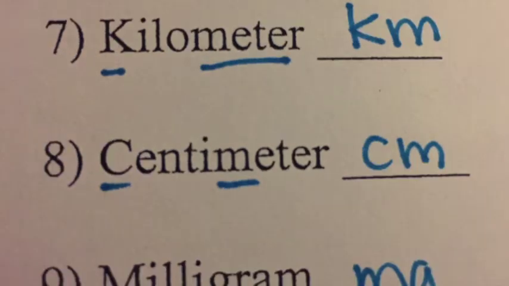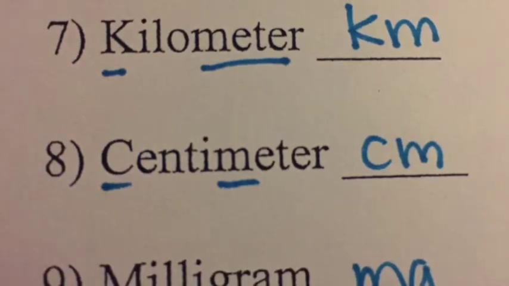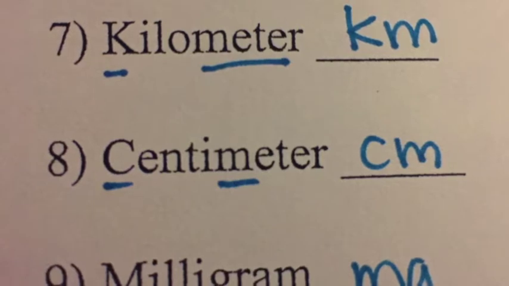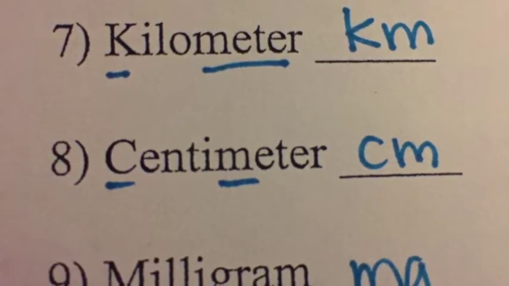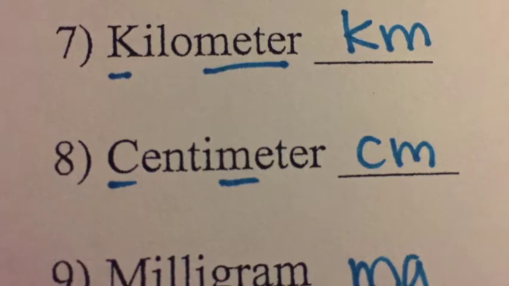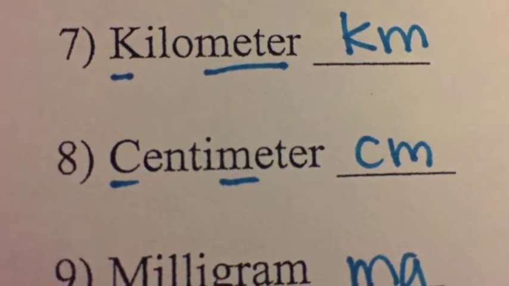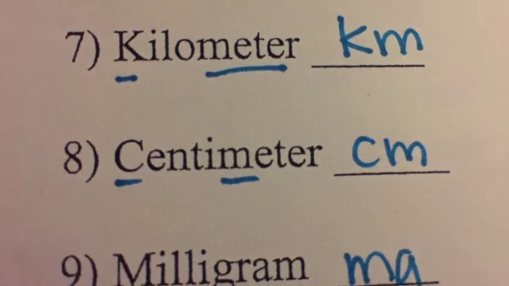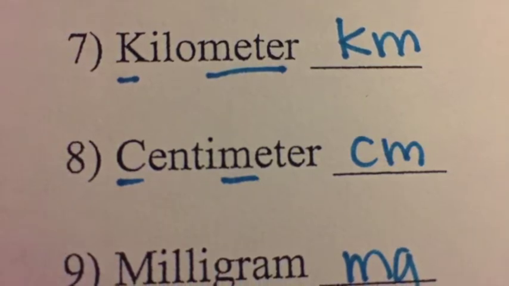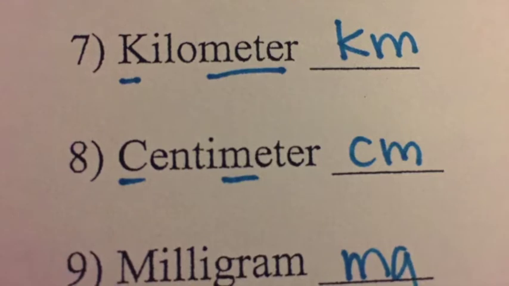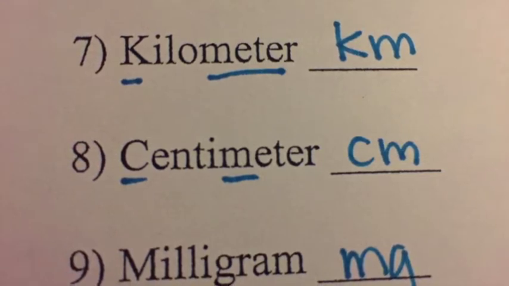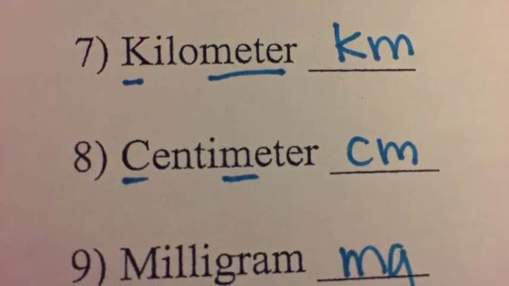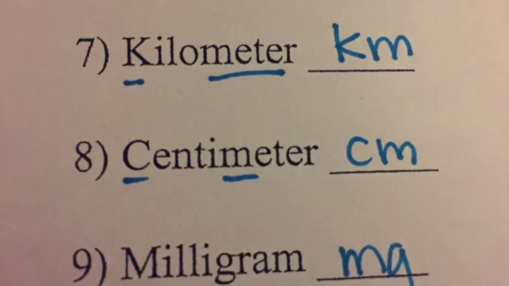Number seven is kilometer, but it once again has that kilo prefix, so our K, and meter is our unit, so we use our M as our second letter. Number eight is centimeter. Centi is our prefix, so we use a C, and meter is our unit, so we use the M. Number nine is milligram. Milli is our prefix, so we use a lowercase m, and gram is our unit, so we use that lowercase g.